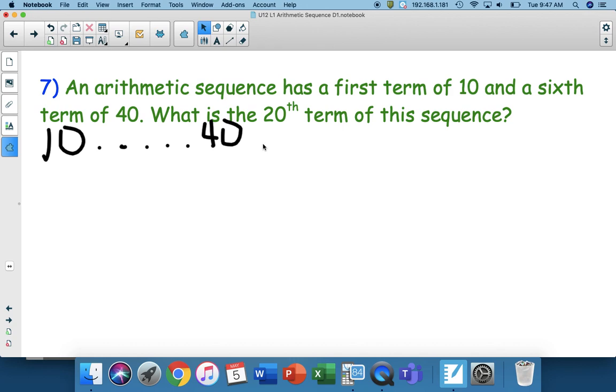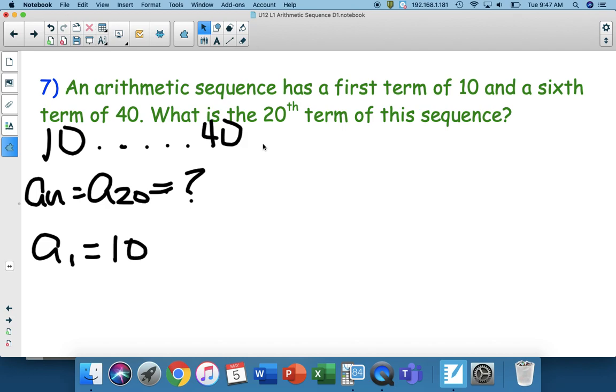Let's start out like we just did the last one. So we know an is going to be a20, which is what we're solving for. We know a1 is equal to 10. We know n is equal to 20, because that's the term we're looking for. And we're looking for d, which is our common difference. Normally, you would subtract the second term from the first or the third term from the second. But in this case, we only have the first and the sixth term.